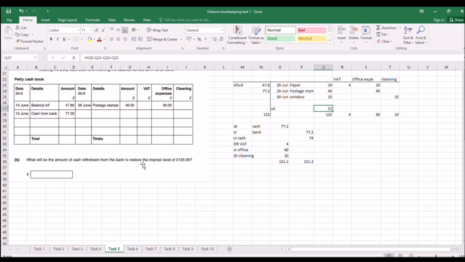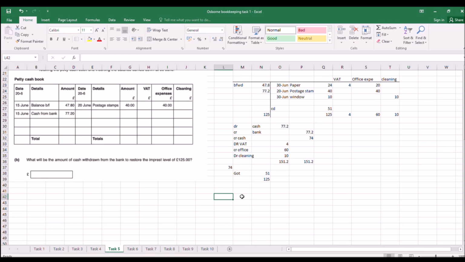So what would be the cash withdrawn to get back to £125? We've got our carried down position. What we've got at the moment is £51, and we need to get to £125. So the cash that we have to withdraw from the bank to get it back up is £74. So that would be the answer to that one.